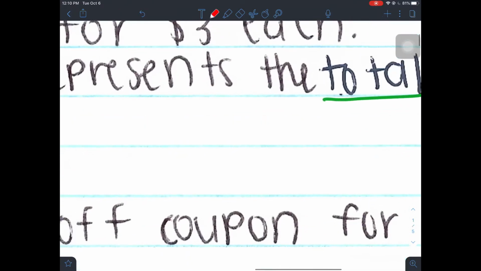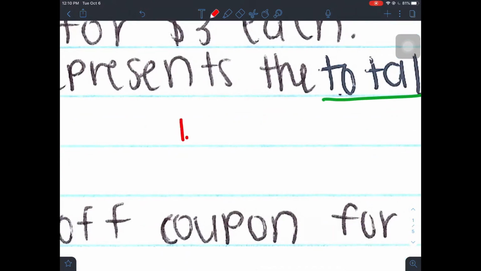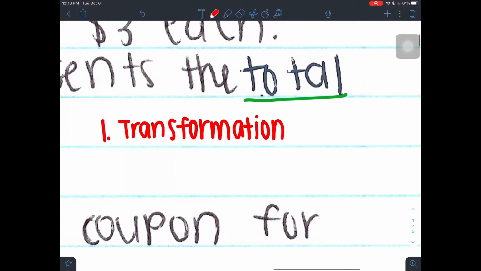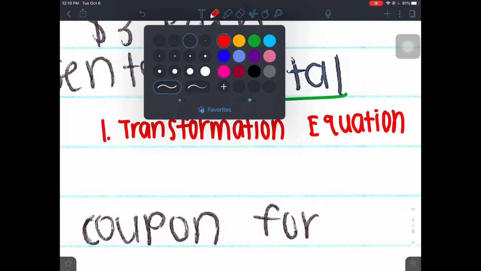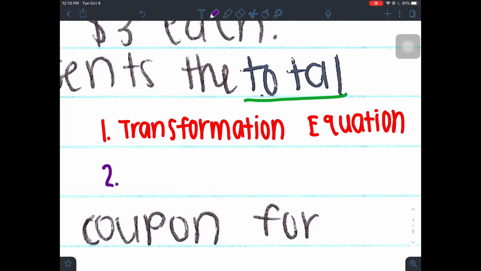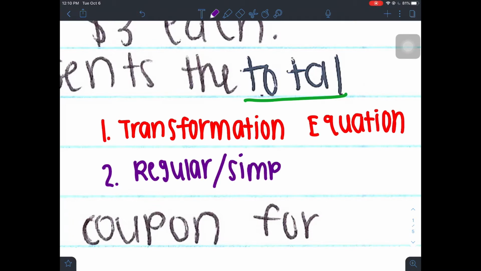So when we're writing these equations today, the first thing we're going to have is the transformation equation. So we're going to first write the transformation equation, and then I'm going to box that as one of my answers. So that's the transformation part. And then the second part of it is going to be the regular equation, or the simplified equation. So you can call it the regular / simplified equation.